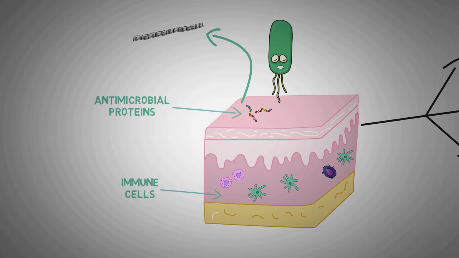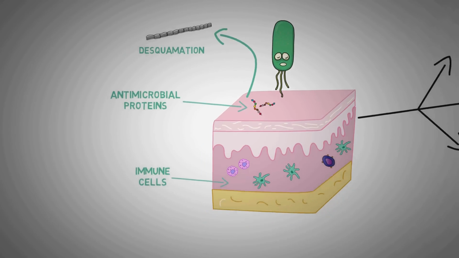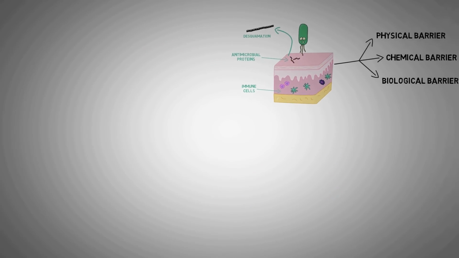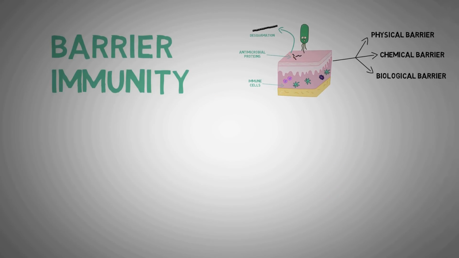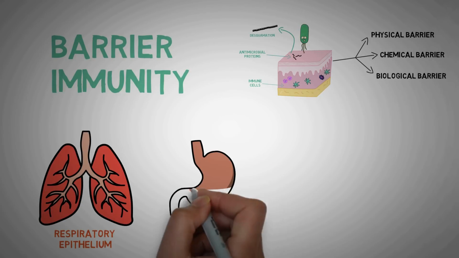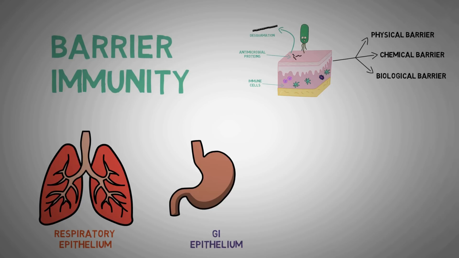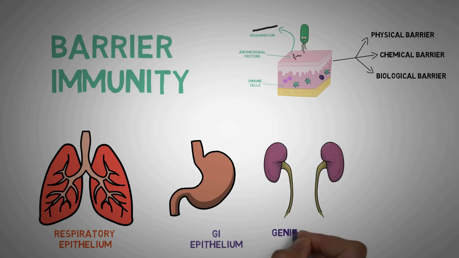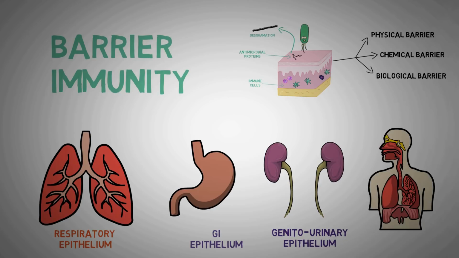Shedding of skin epithelium, also known as desquamation, helps to remove bacteria and other infectious agents that may have adhered to the skin surface. Similar types of barrier immunity are also provided by many other surfaces inside our body, including the surface lining of our respiratory system, the gastrointestinal system, the genitourinary system, and the surface lining of our nose and pharynx. All these surfaces provide a physical barrier that prevents attack from pathogens, and they also provide various types of chemical antimicrobials which try to stop the invading pathogens at a very early stage.